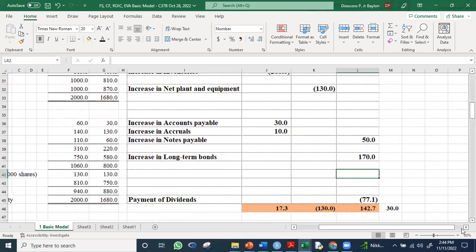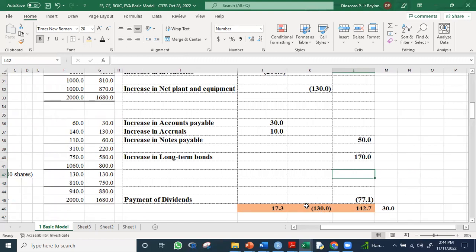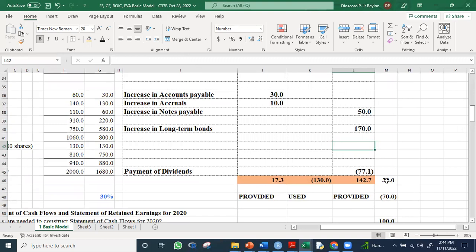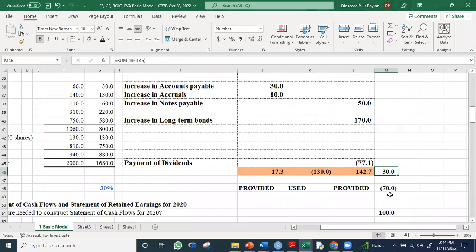And when we summed up all of this from operating, investing, and financing, the total was an increase of 30,000. Cash flow provided by operating was 17.3. Cash flow used by investing is 130, and cash flow provided by financing is 142, with a total of 30,000. The total should be a decrease in cash of 70. So we are overstated by 100.